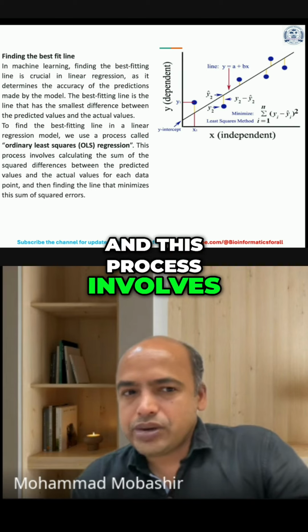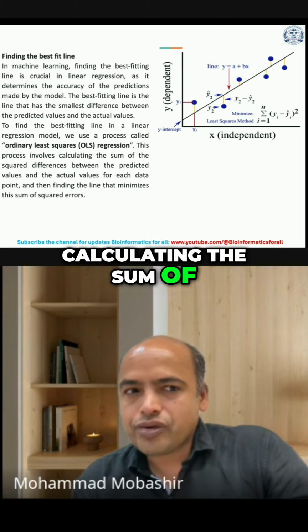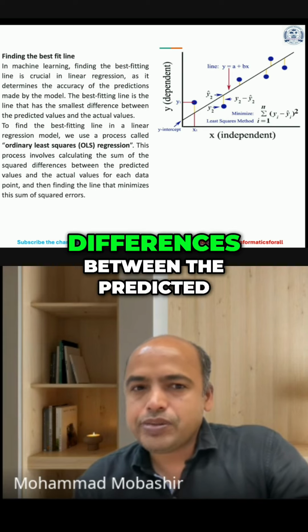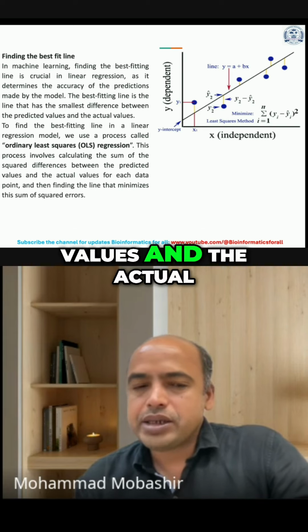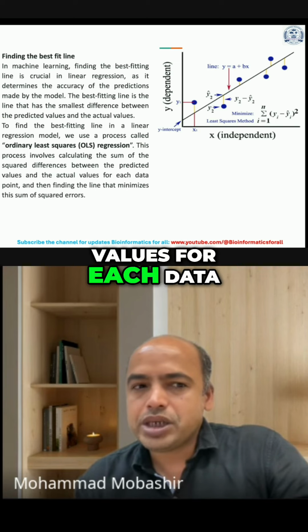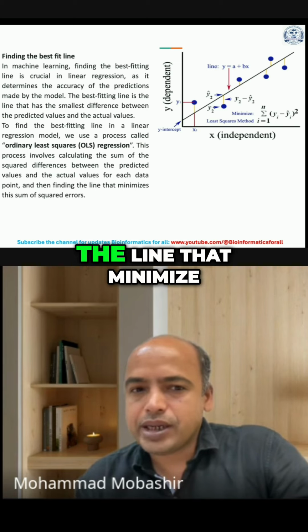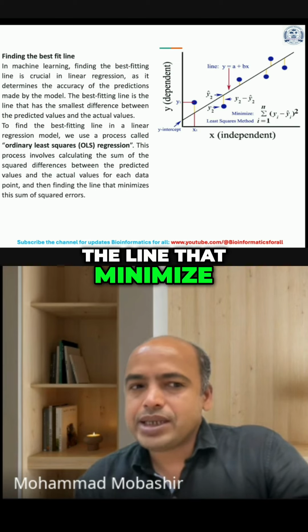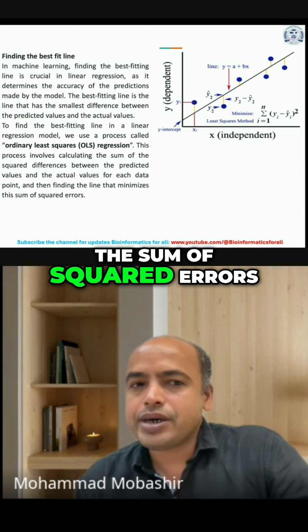And this process involves calculating the sum of the squared differences between the predicted values and the actual values for each data point and then finding the line that minimizes the sum of squared errors.